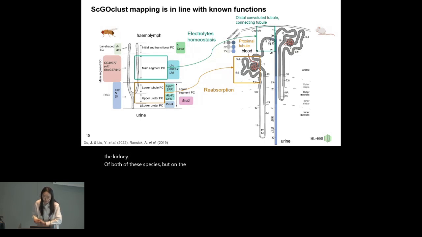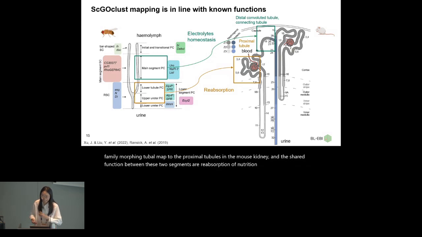But on the other hand, principal cells in the lower segment in the fly Malpighian tubule map to the proximal tubules in the mouse kidney. And the shared function between these two segments is reabsorption of nutrition macromolecules. It's interesting when you look at this mapping, because actually in terms of the direction from inside the body to urine, they are in a reverse direction. For fly, the hemolymph, which is the fly blood, is at this end of the Malpighian tubule, and then after filtration, they would generate urine at this end.